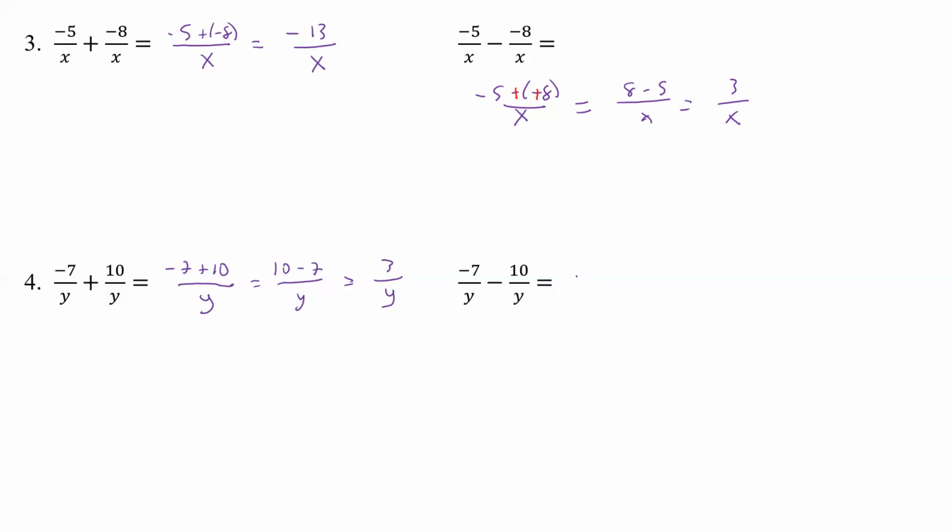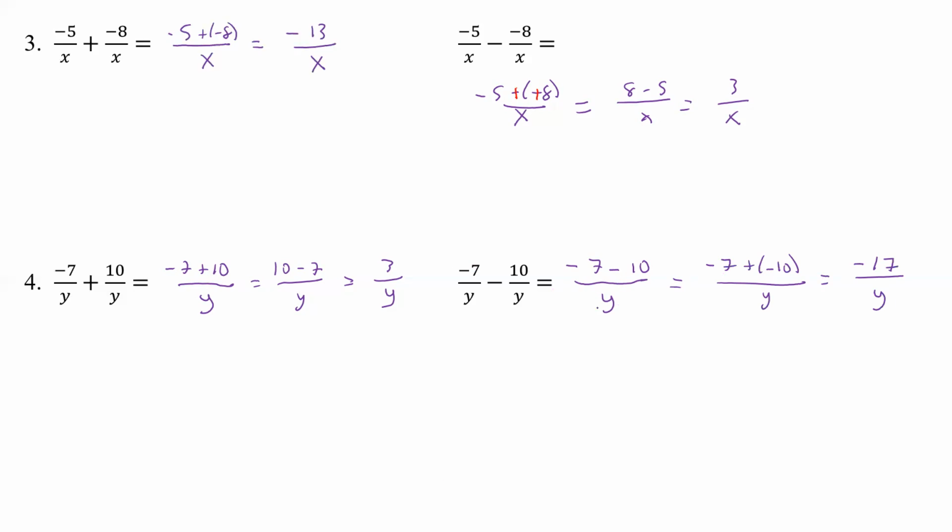What about here? Well, here we have, again, common denominator of y. So we have a minus 7 minus 10. Well, if we write that as minus 7 plus the negative 10, now we have same signs that we're adding. Again, it's still all over y. So minus 10 plus a negative 7. So 10 plus 7 is 17, and it's going to be a negative. And so we get negative 17 over y.